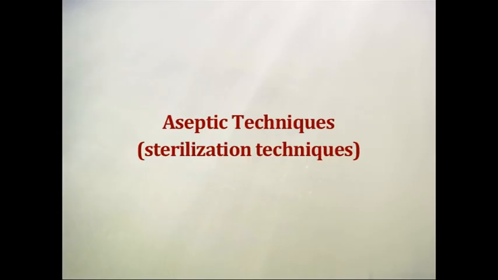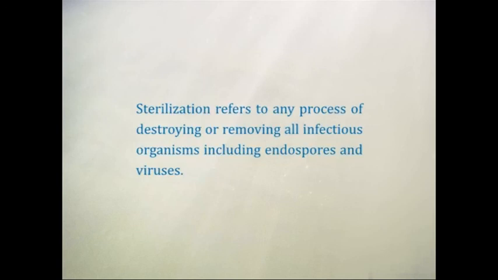Next, let us see the aseptic techniques or sterilization techniques. Sterilization refers to any process of destroying or removing all infectious organisms, including endospores and viruses. Plant tissue culture technique involves culture under aseptic condition and requires the exclusion of invading microorganisms during experimental procedures. The various sterilization techniques used in plant tissue culture procedures are as follows.